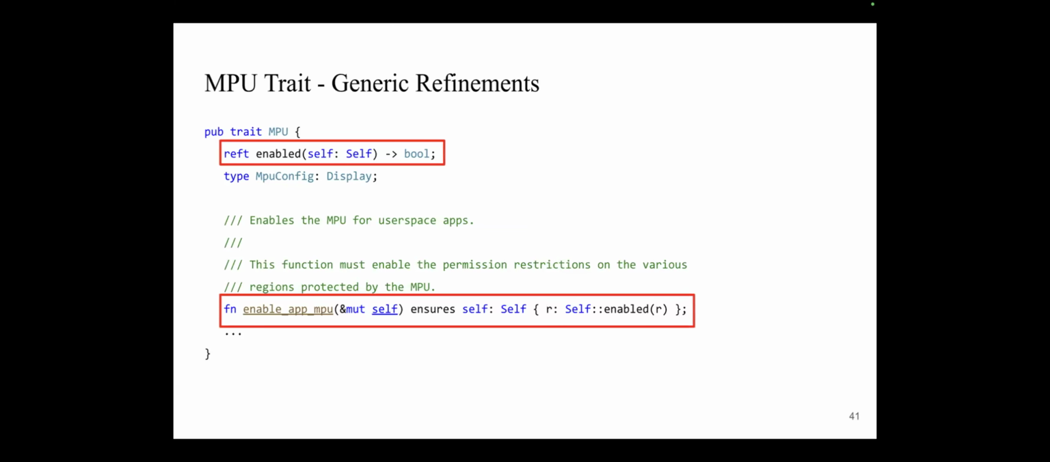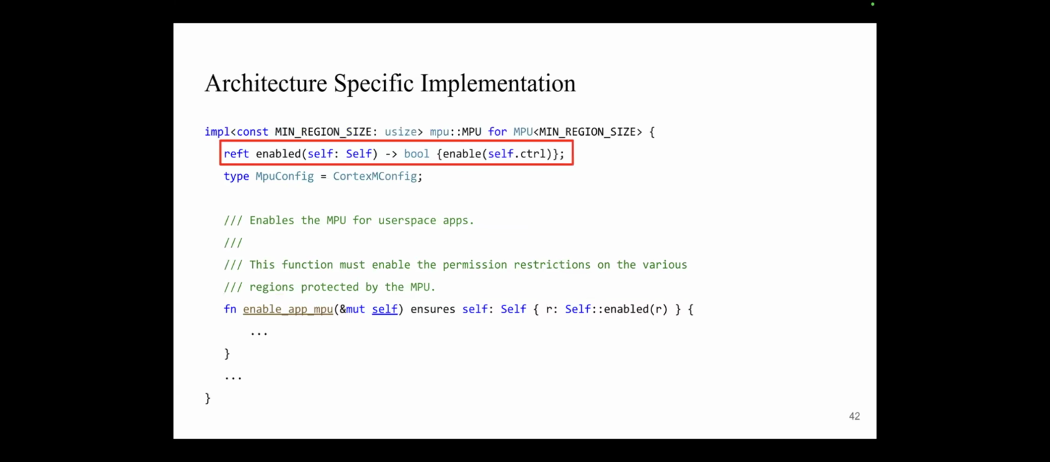Now if we jump to an actual architecture-specific implementation, what we're going to see is something very similar to what you see with Rust trait development in general. The enabled generic refinement now has a concrete implementation. In particular, we're saying something about the control register for the NPU, because that's what it means for this particular architecture's NPU to be enabled.